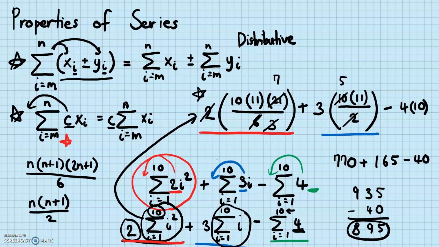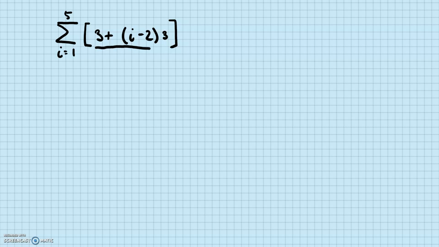Okay, let's try one more example. It's a little bit of a different format. So let's do the summation from i equals 1 to 5 of 3 plus (i minus 2) times 3. Okay, how can we calculate this part? Okay, so my tip is to simplify what's inside as much as possible. So let's simplify the inside first.